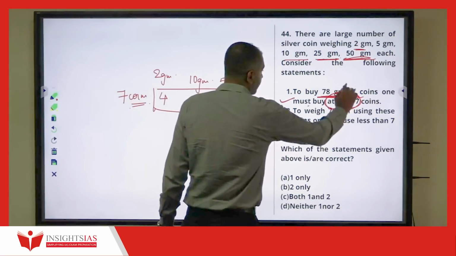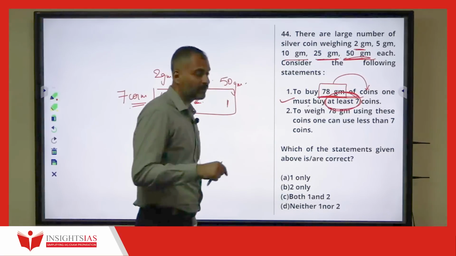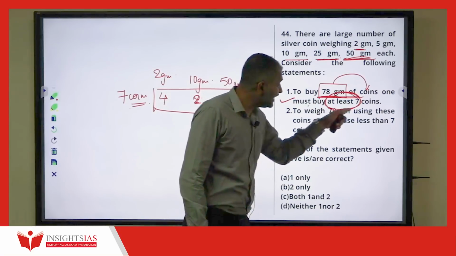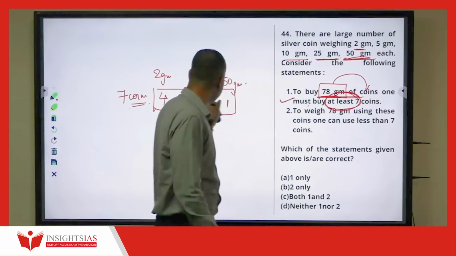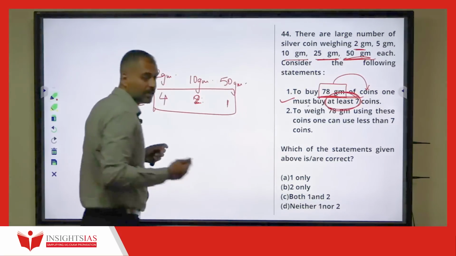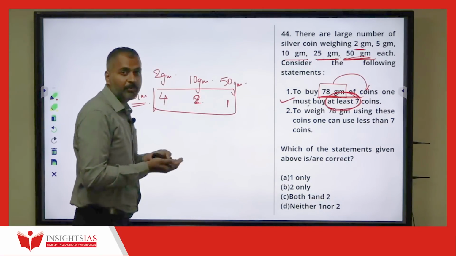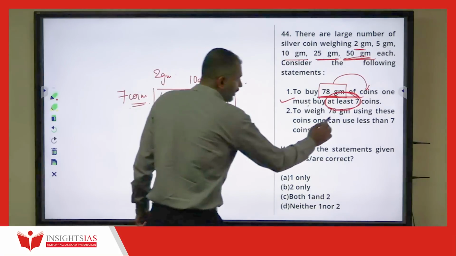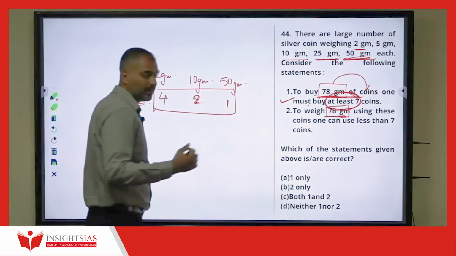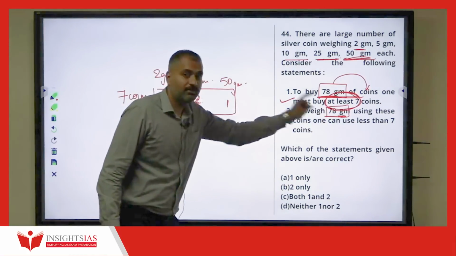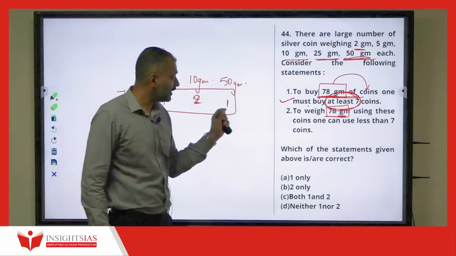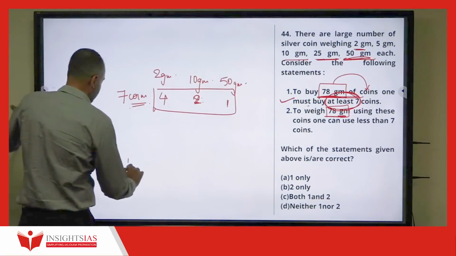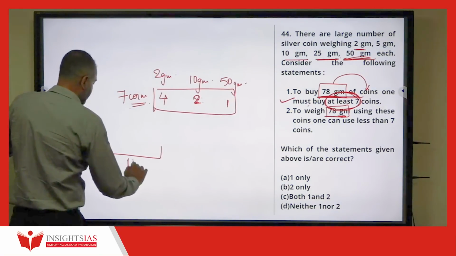To buy 78 grams of coins, I am buying 78 grams of coins now. Must buy at least 7 coins. Now, to weigh 78 grams using these coins, after taking these 78 grams of coins, I am weighing a product like banana. A customer comes to me and I have to give him 78 grams of banana using only these weights, or else fewer than these 7 coins. Can I do that? Let's see. Look here now. Let's say this is the weighing scale.